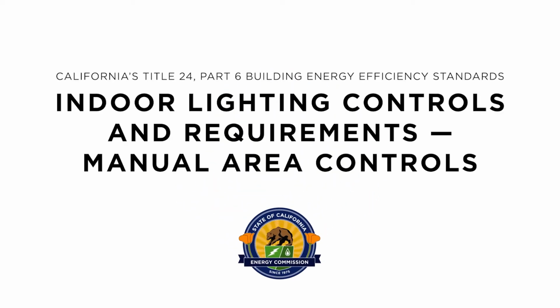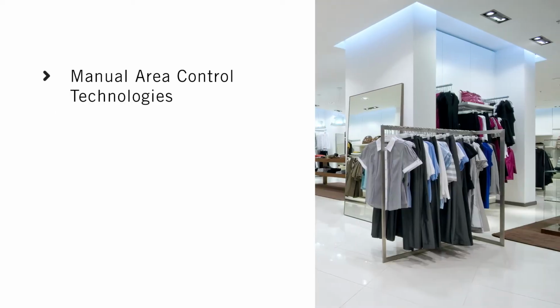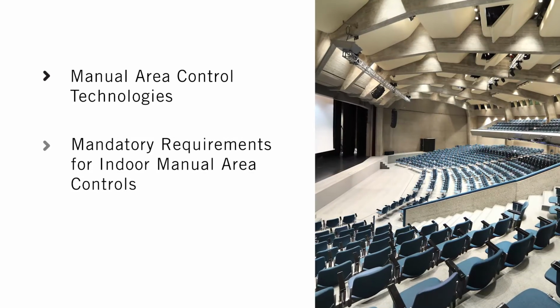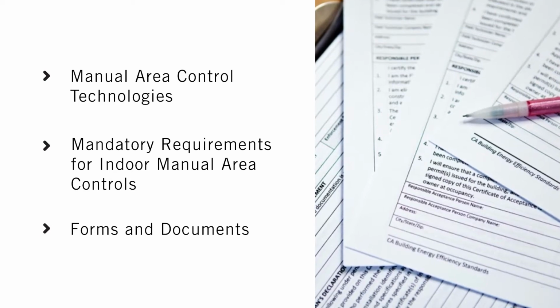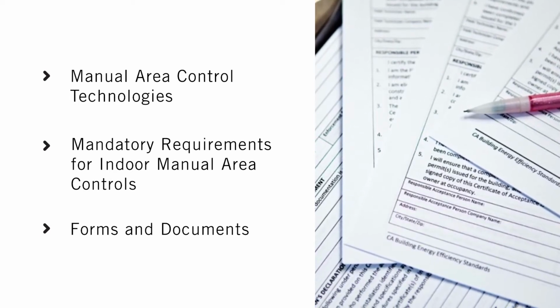Welcome to the Non-Residential Lighting Manual Area Controls video, where you'll learn about requirements in California's Building Energy Efficiency Standards, also known as the Energy Code. We'll discuss manual area control technologies, the mandatory requirements for these controls, and the necessary forms to show that the project complies with the Energy Code.